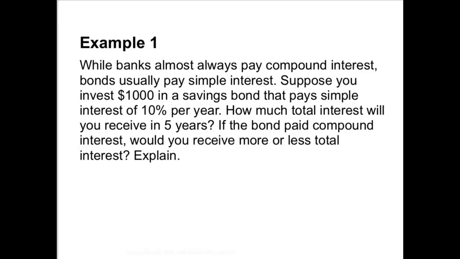So banks will almost always pay compound interest. Bonds will pay simple interest. Suppose you invest in a $1,000 savings bond that pays simple interest of 10% per year. How much total interest will you receive in 5 years? And if the bond paid compound interest, would you receive more or less total interest? Explain.